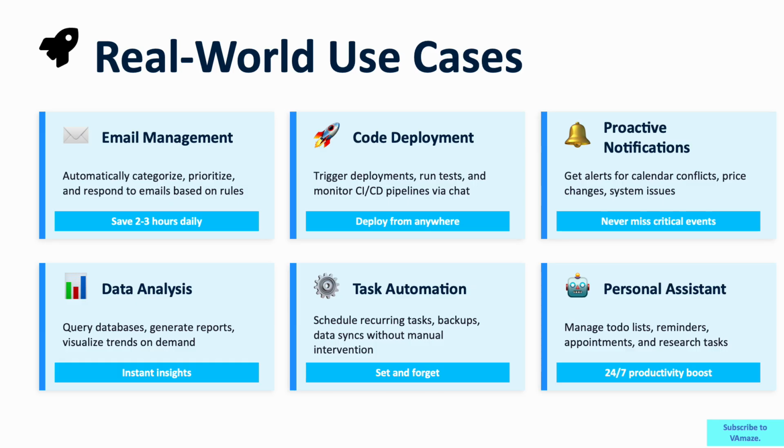Use case 3, proactive notifications. Your agent watches for things you care about. Calendar conflicts, stock price movements, system alerts, deadline reminders. The key word is proactive. You don't have to remember to check. The agent tells you when something needs your attention. It's like having a personal assistant who never sleeps and never forgets.